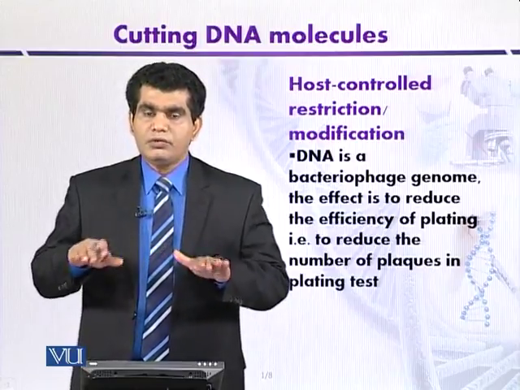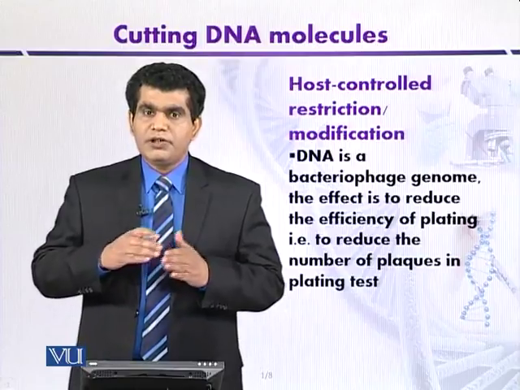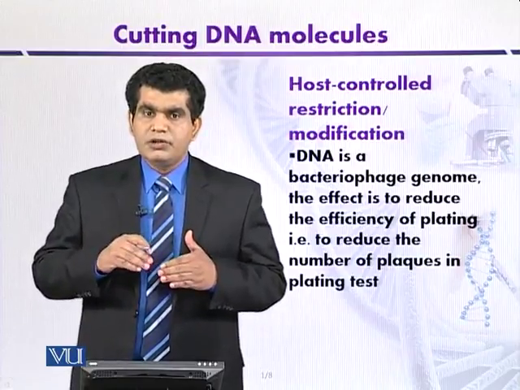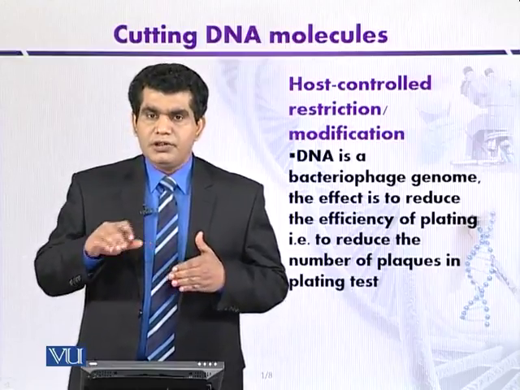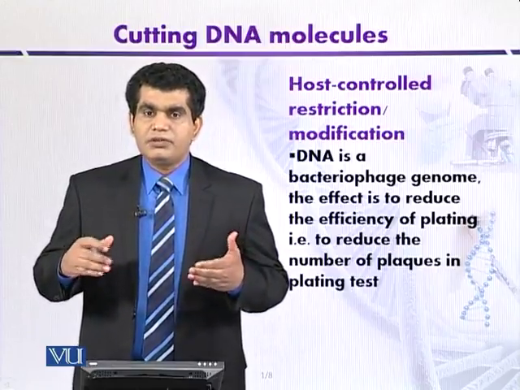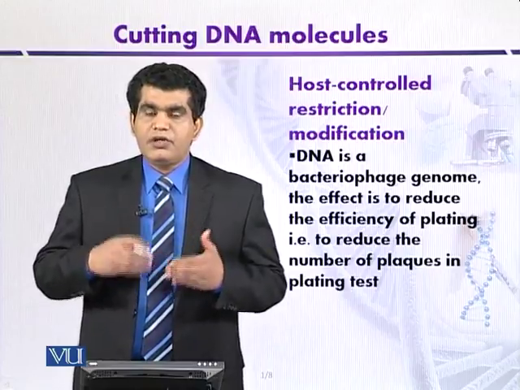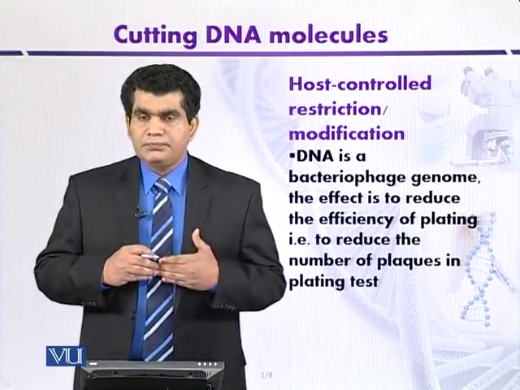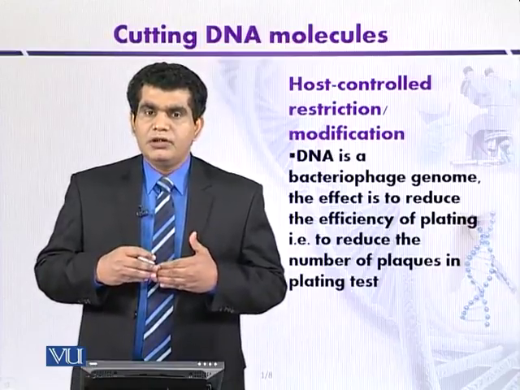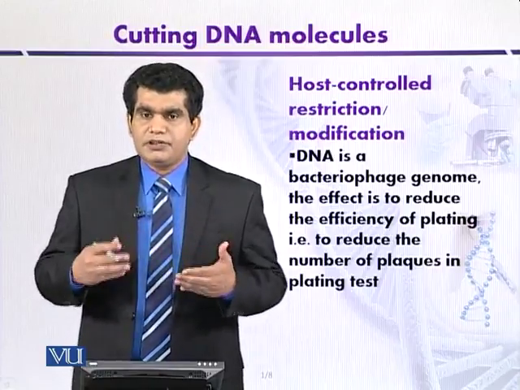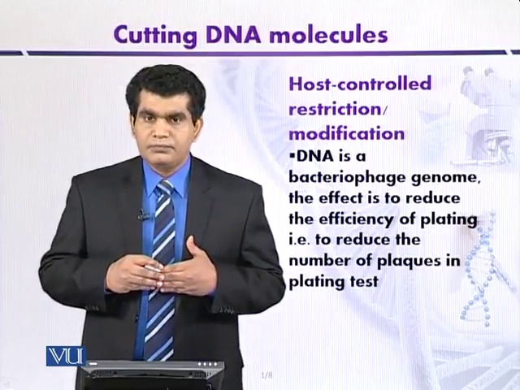When cells are grown on a solid medium, bacterial lawns can be produced, and if the lysis is there, clear zones can be there that are the result of cell lysis, and we can count the number of plaques. If plaques are high in number, it means that plating efficiency is also high.